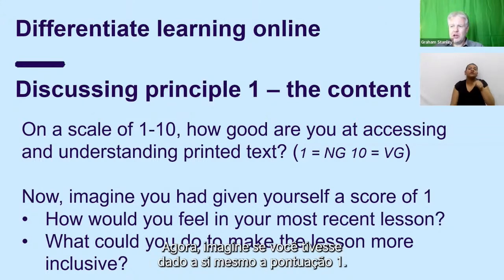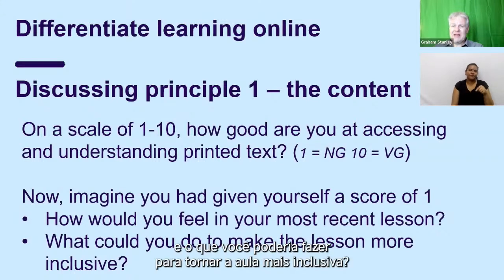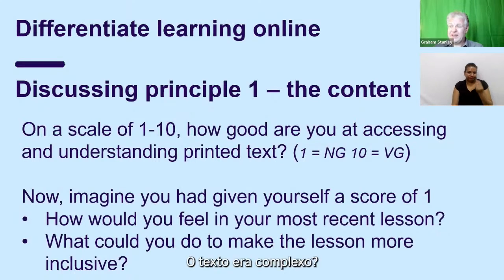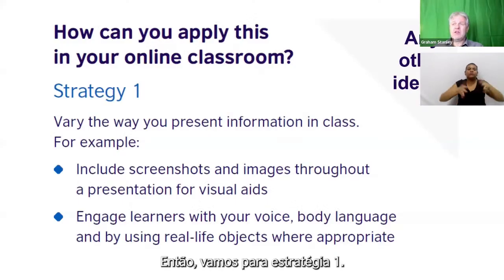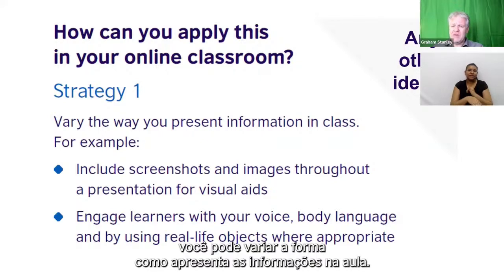Now, imagine if you had given yourself a score of 1, how would you feel in your most recent lesson? And what could you do to make the lesson more inclusive? Was it text heavy? So strategy 1, you can vary the way you present information in class.